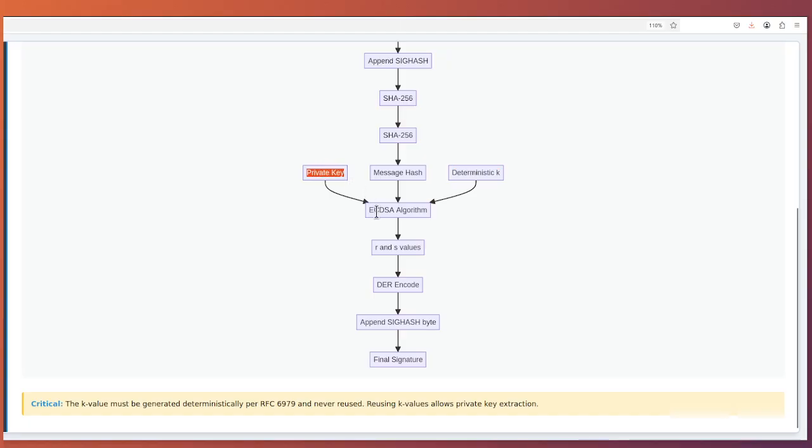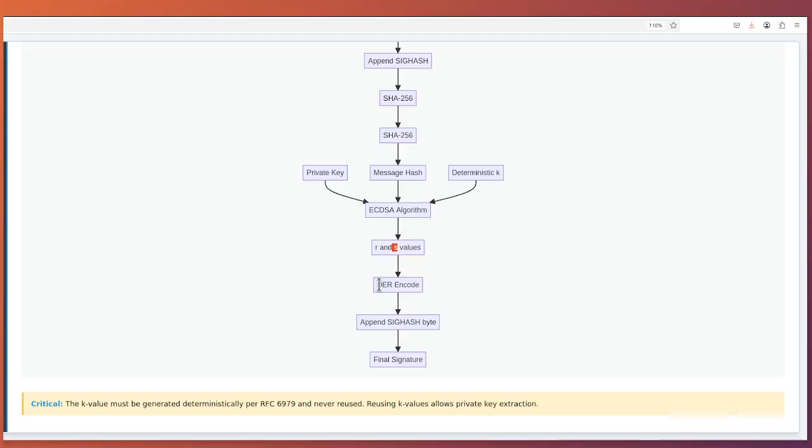The private key, which is a 256-bit number, is used with the message hash to generate a signature consisting of 2 values, R and S. The R value comes from a random K value chosen during signing and represents the X coordinate of a point on the elliptic curve. The S value is calculated using the private key, the message hash, and K. The specific formulas are R equals the X coordinate of K times the generator point G, and S equals K inverse times the quantity message hash plus R times the private key, all modulo the curve order.